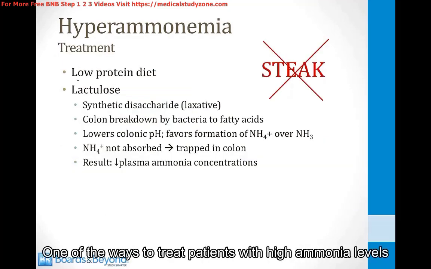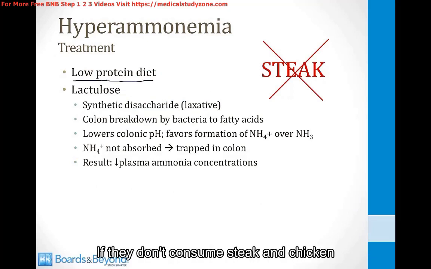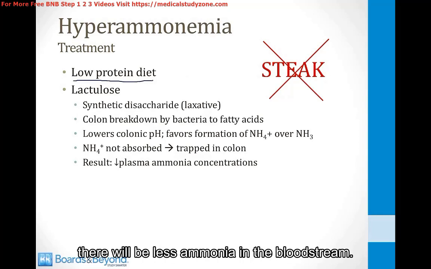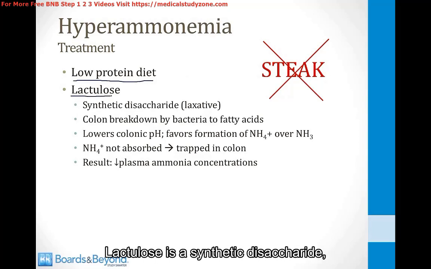One of the ways to treat patients with high ammonia levels is to place them on a low-protein diet. If they don't consume steak and chicken and other sources of protein, there will be less ammonia in the bloodstream. Another way to treat them is to administer a laxative called lactulose. Lactulose is a synthetic disaccharide.